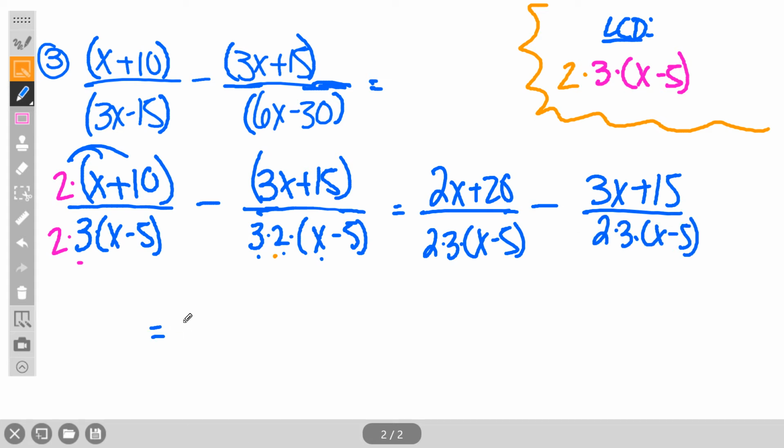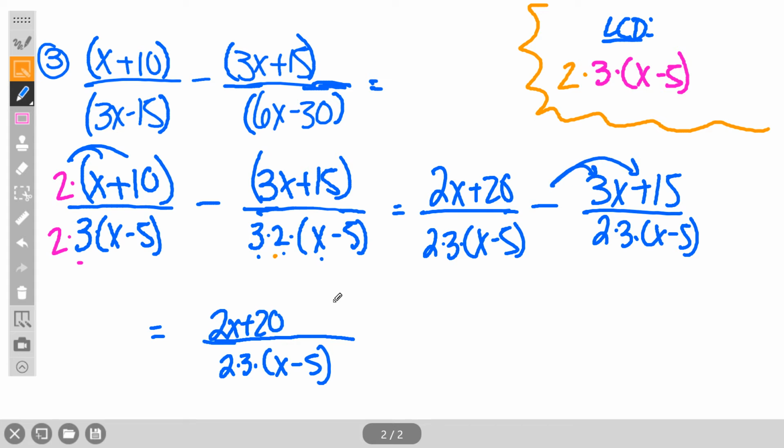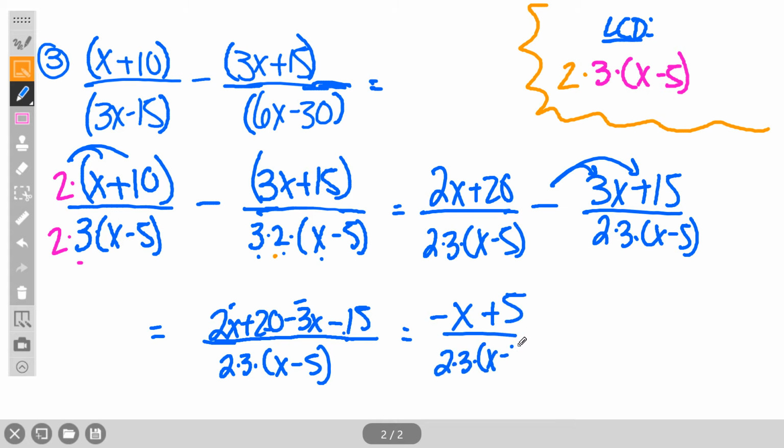Now they both have the same LCD, so I can put them over 2 times 3 times x minus 5. However, I've got 2x plus 20. This is subtraction, so both of these need to be subtracted: minus 3x and minus 15. Combine the like terms. 2x and negative 3x is negative x. 20 and negative 15 is positive 5, over 2 times 3 times x minus 5.